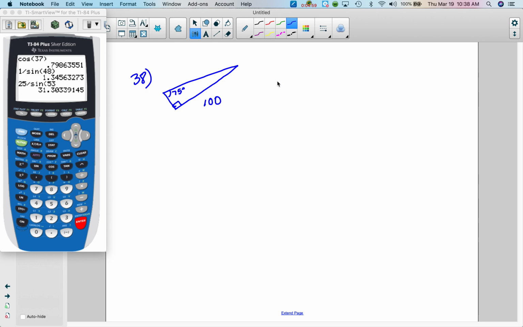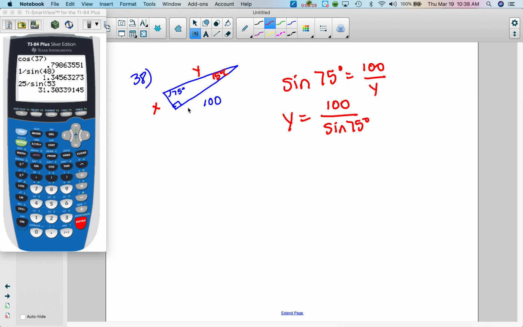And on this last one, you were asked to solve. That means you find all the missing pieces. There is a missing angle, which is going to be 15 degrees because these two add up to 90. Then you're going to find the two sides. It doesn't matter really where you start. I'm going to start with sine 75 degrees equals 100 over, I'll call this y, I'll call this x. And then you would just get y equals 100 over sine 75. And you would work that out. I'll leave that for you. You can do that part.